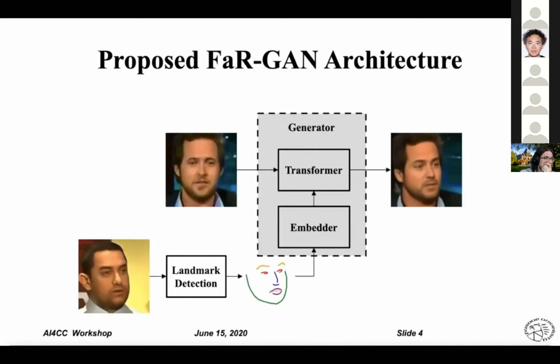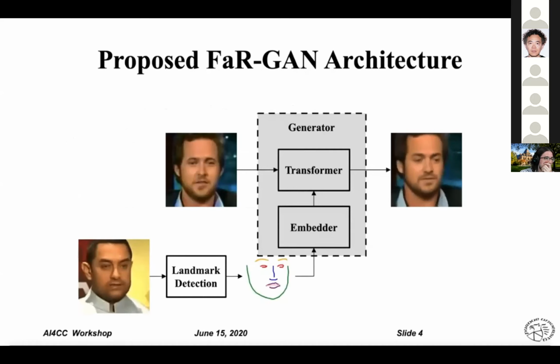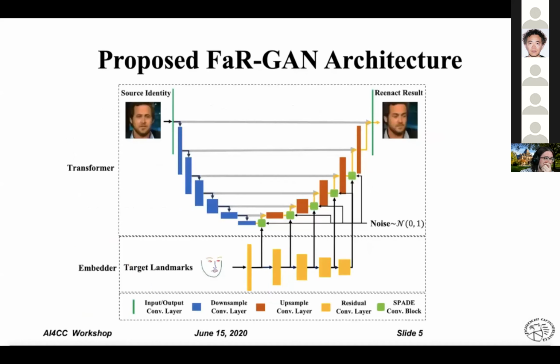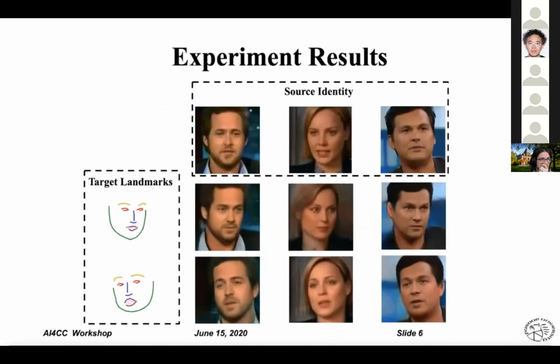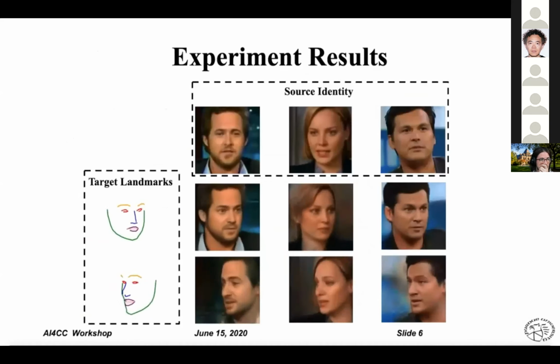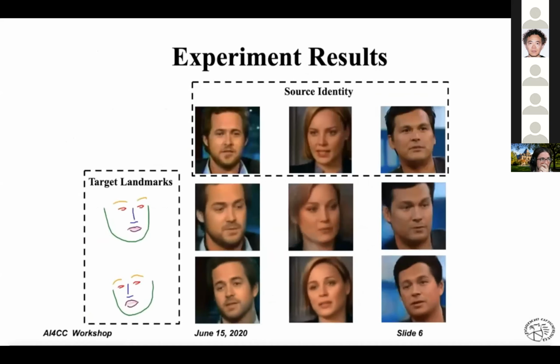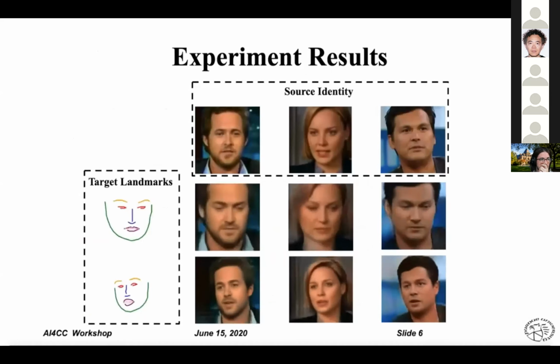After detecting facial landmark points, we feed both source image and landmarks to the model. The embedder learns to extract the pose information from landmarks, and then feeds the feature to the transformer to transfer expression. Our results show that the proposed StyleGAN model can produce realistic reenacted faces with different source faces and target expressions.